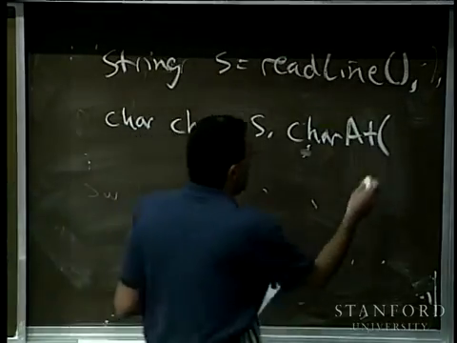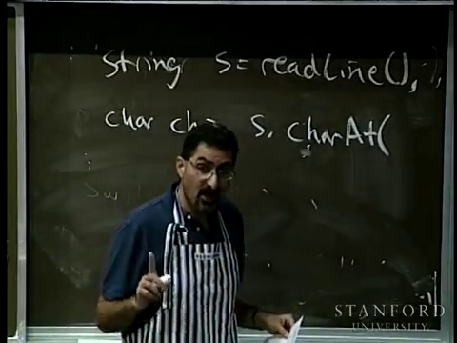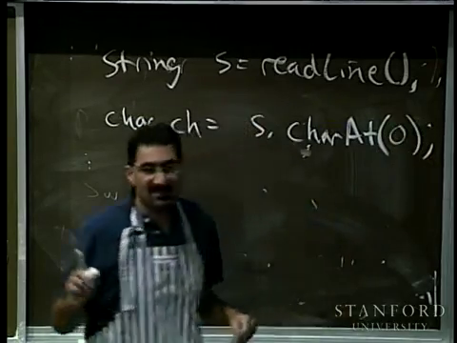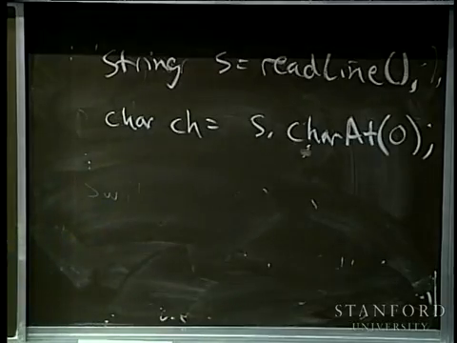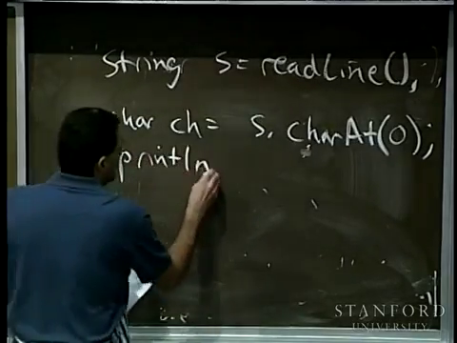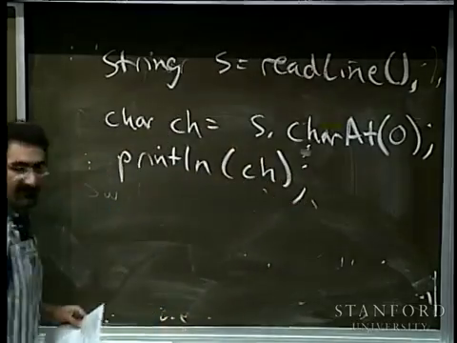and you give it a number, and it gives you the character at that position. So I could say charAt, and as computer scientists, we always start counting from 0. So I can say charAt 0, and that's the very first character in the line that the user actually entered. Okay? I can do a println on that character directly, and it'll just write out that first character.